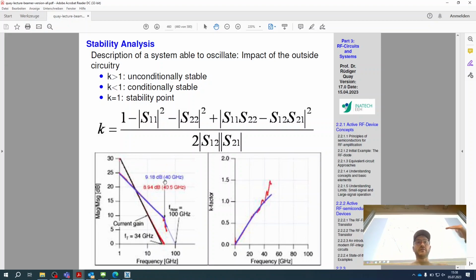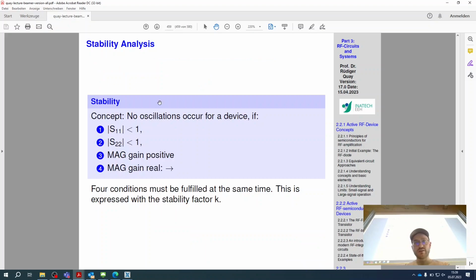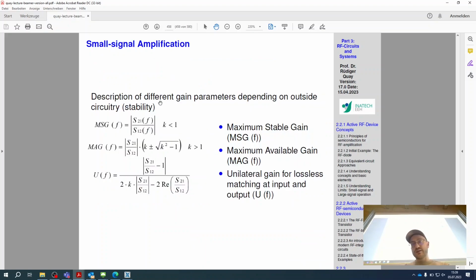What does it mean to be above 1 for K factor? Is it unconditionally stable? What does it mean to be below 1? It's conditionally stable, meaning that your device might oscillate and might produce these kind of information should be known.